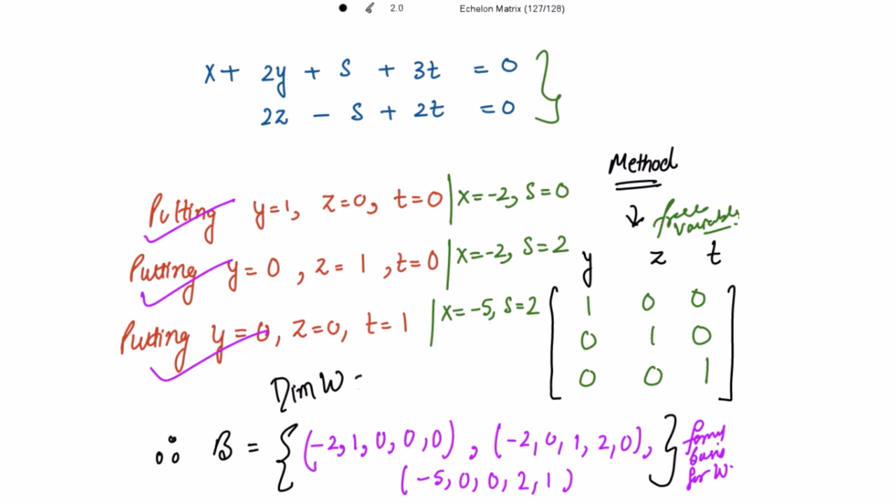And what about the dimension of W? How many elements are present in the basis? 3. So the dimension of W is 3.